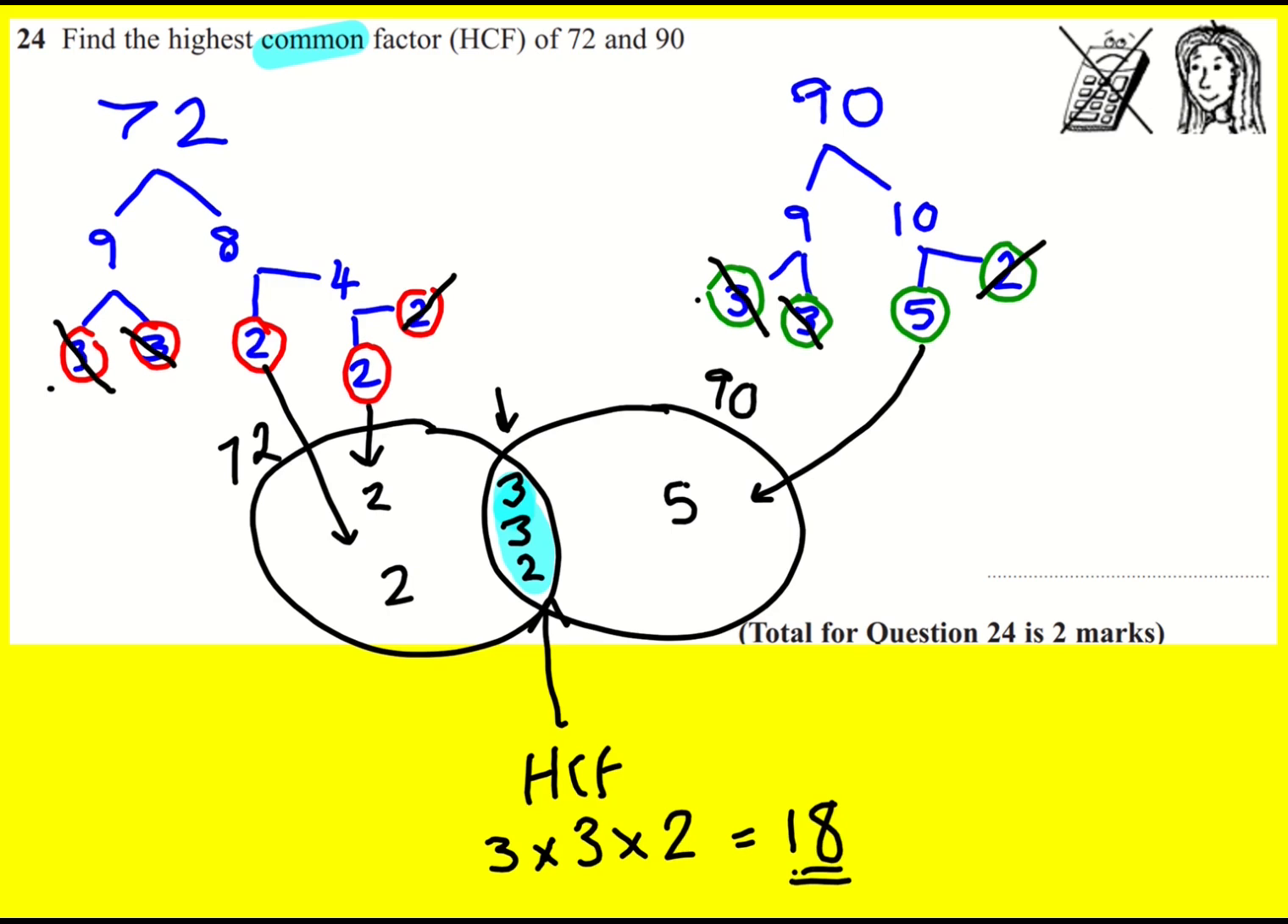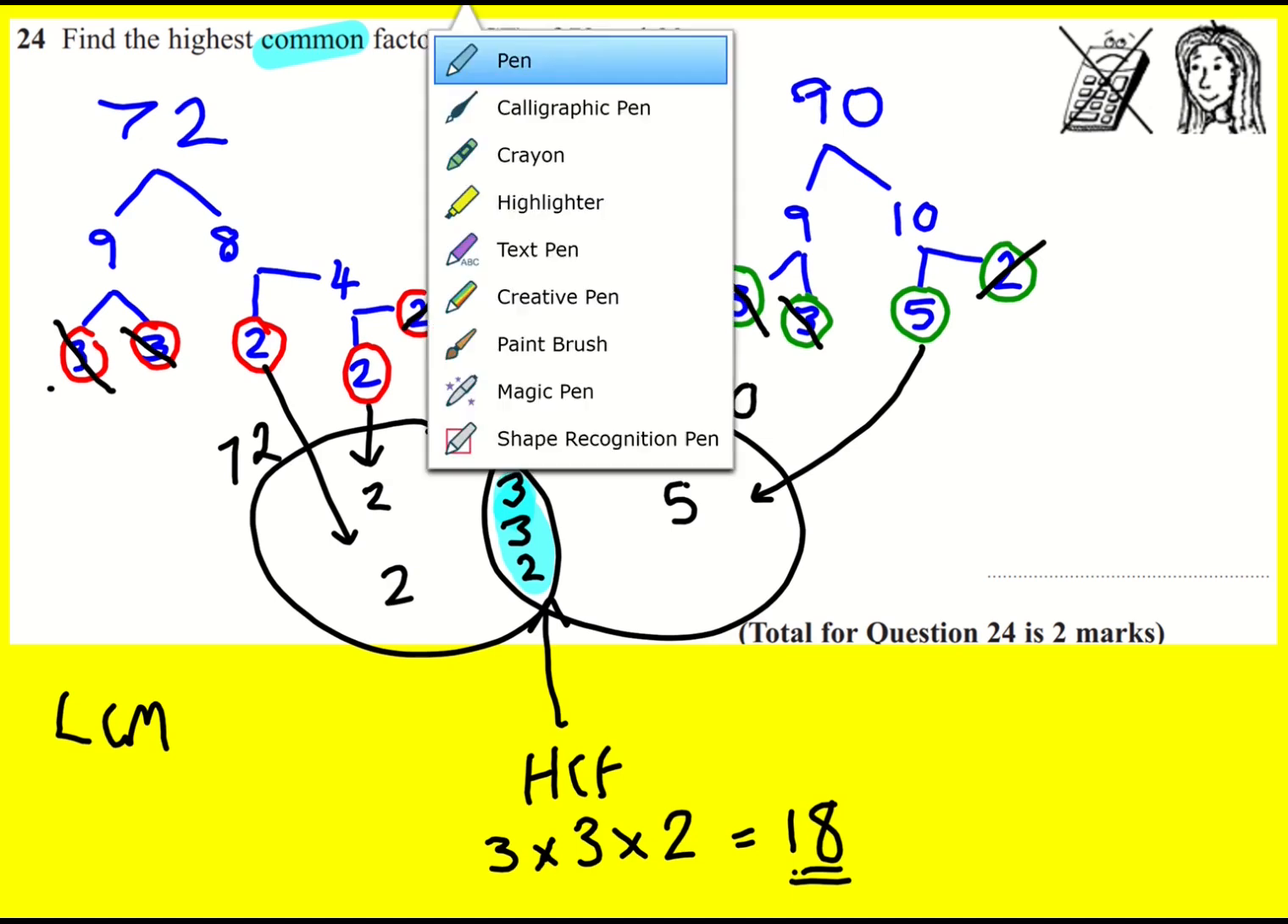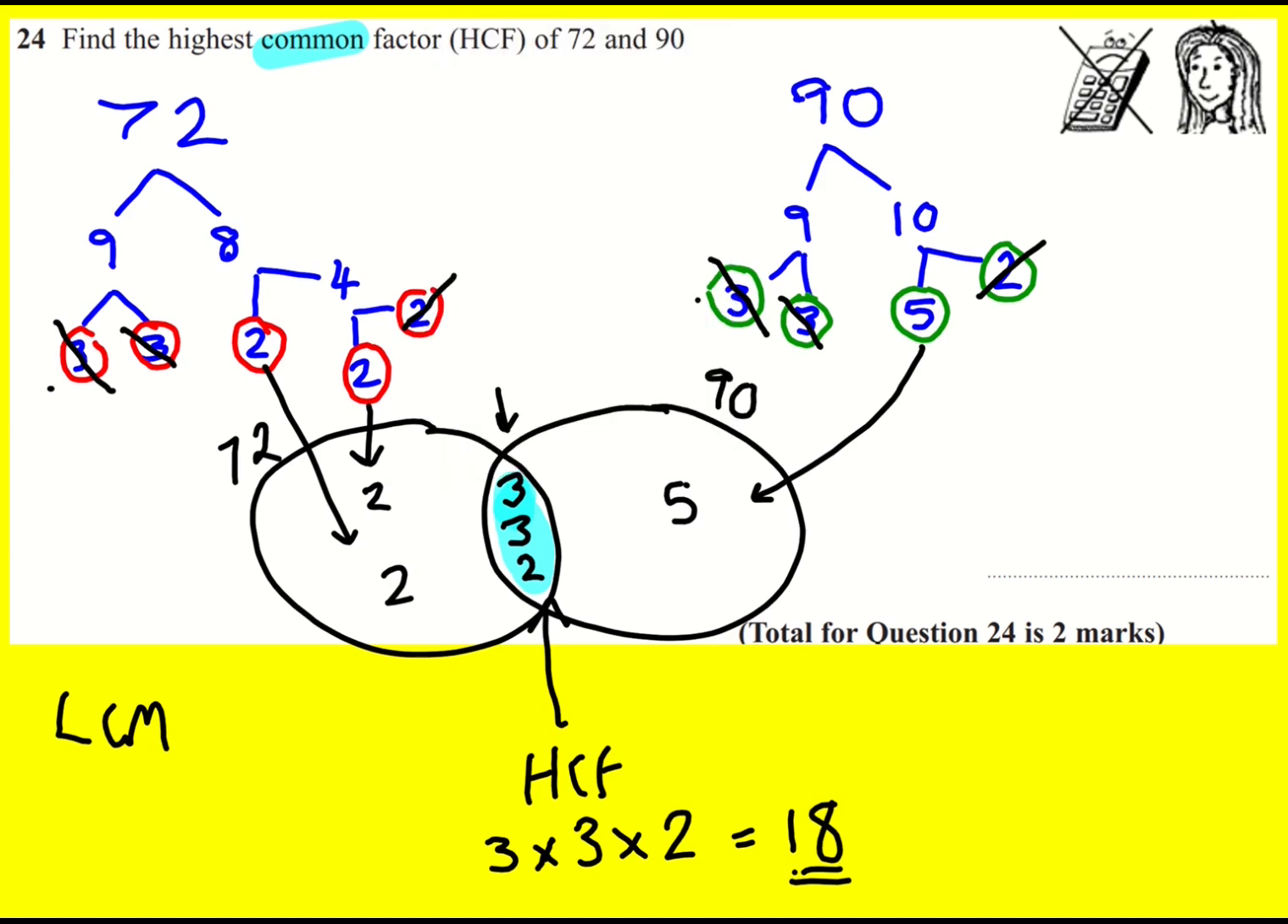If you are asked for the lowest common multiple, just as a little side thing here, if you are asked for the lowest common multiple, you multiply them all, okay? So all of them, every single one of them, that would be your lowest common multiple. You multiply them all, okay? But the highest common factor is just the overlap, the blue section for this question.